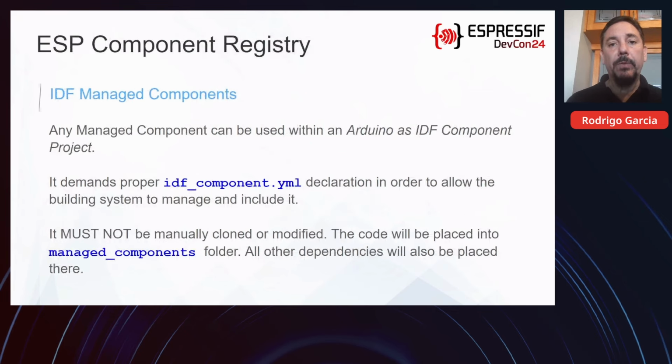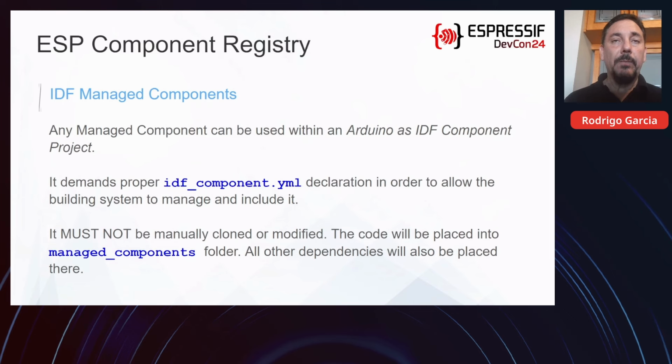The third way of including a library into your project is using the registry. The managed components here can be used because we can mix IDF and Arduino code in the same code. In order to include any component, you just declare it in the IDF component YAML file, which is in your main folder.